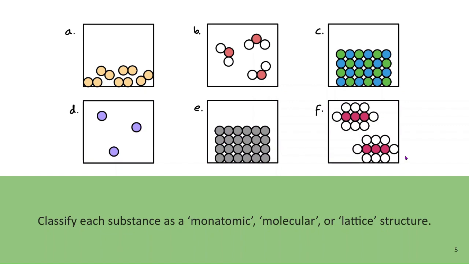And then F, this is molecular, right? Because we have a bunch of things bonded together. And then we have another bunch of these things bonded together next to it. So the key point here is to make sure we know the difference between molecular and lattice, right? Molecular things are bonded together, but the repeating things are not attached to each other, right? So maybe this is water. This is a water molecule. It's floating next to another water molecule.